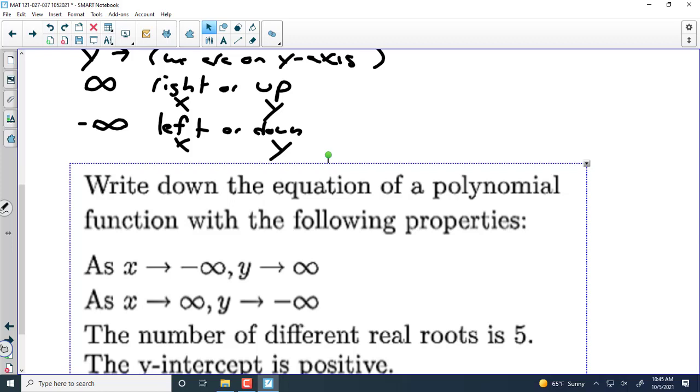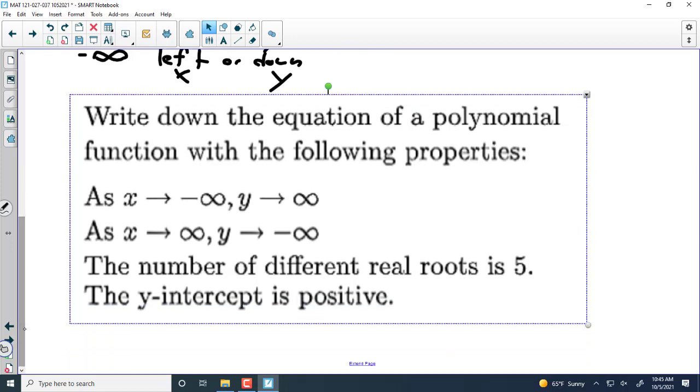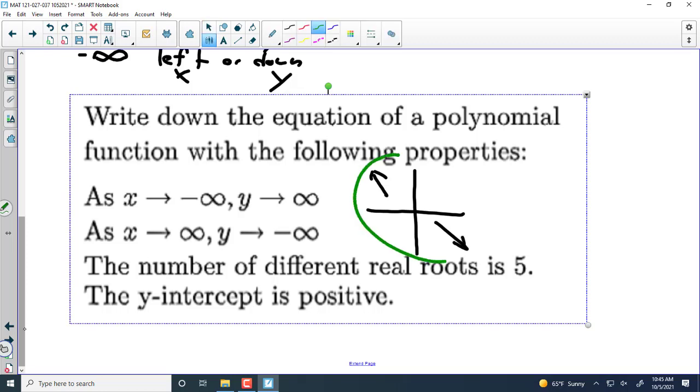Write down the equation of a polynomial with the following properties. As x approaches negative infinity, y approaches infinity. As x approaches positive infinity, y approaches negative infinity. That right there is what that tells me. I'm supposed to write an equation that has that end behavior. So it's not bad once you understand what it means, but like anything else in math, if no one explains to you what the notation means, it's a very frustrating problem.